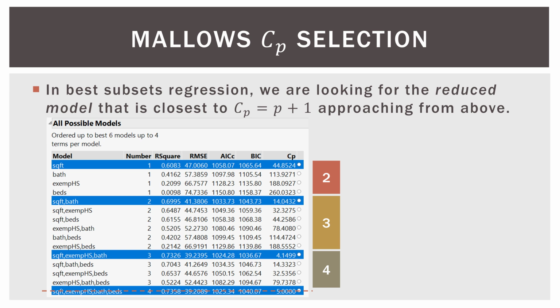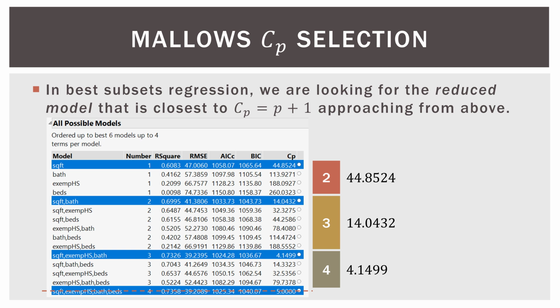So let's look at what we got. For our one variable models, the lowest value for Mallows C we have is 44.8524. For the two variable models, where 2 plus 1, or 3, is our target, the lowest Mallows C we have is 14.0432. And then for the three variable models, 3 plus 1, so our target is 4, the lowest value we have there is 4.1499.